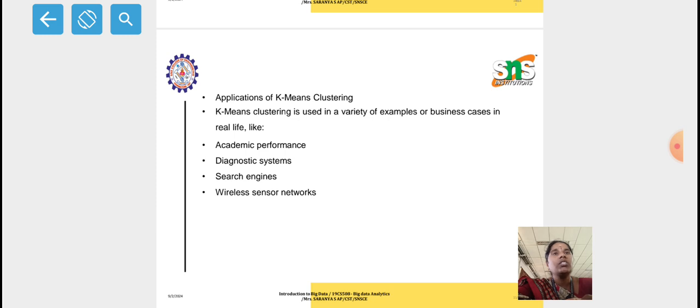Clustering in general is useful in biology for the classification of plants and animals, as well as in the field of human genetics.